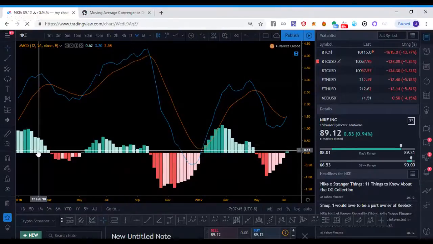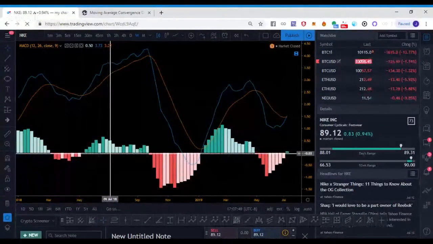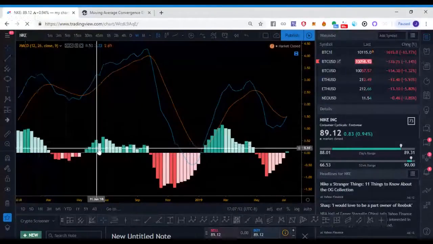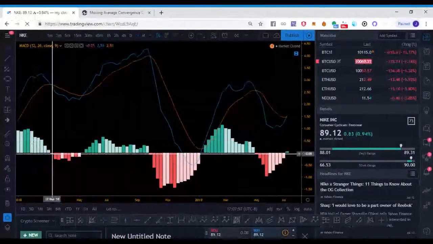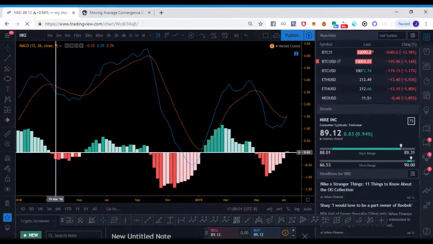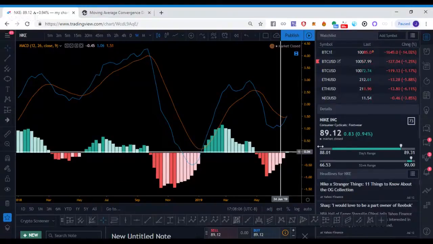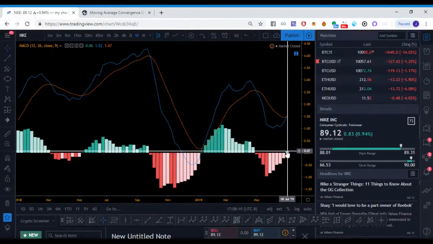Now, under here, these bars, these are negative and positive momentum bars. When they're on top, they're positive momentum. When they're on bottom, they're negative momentum. So when you see this right here cross to the upside, like you just think this, man, this right here is a damn nice crossover on Nike, boy.